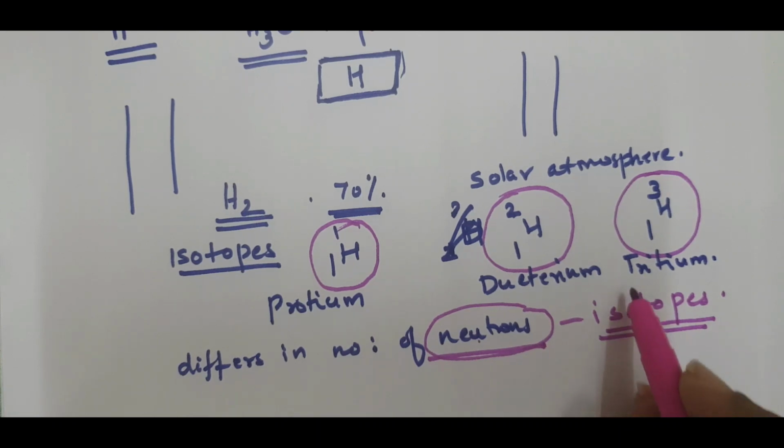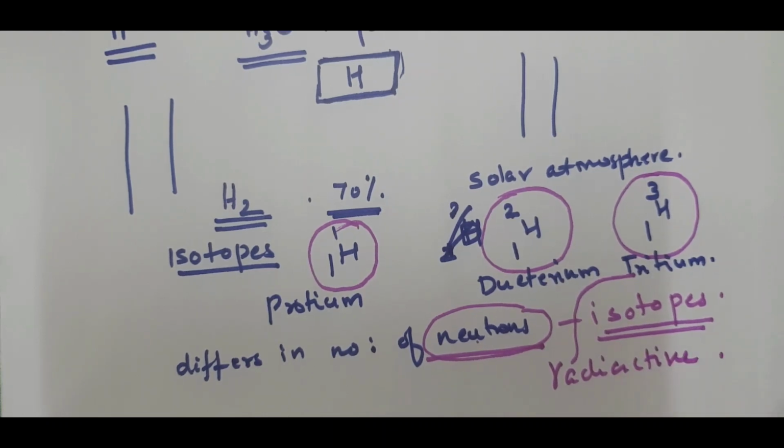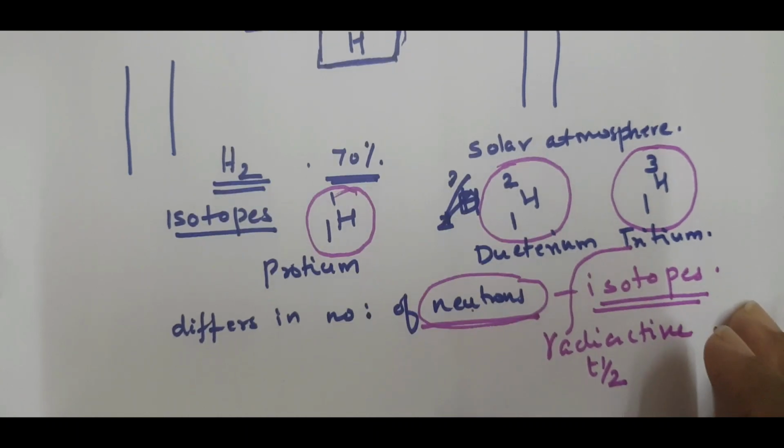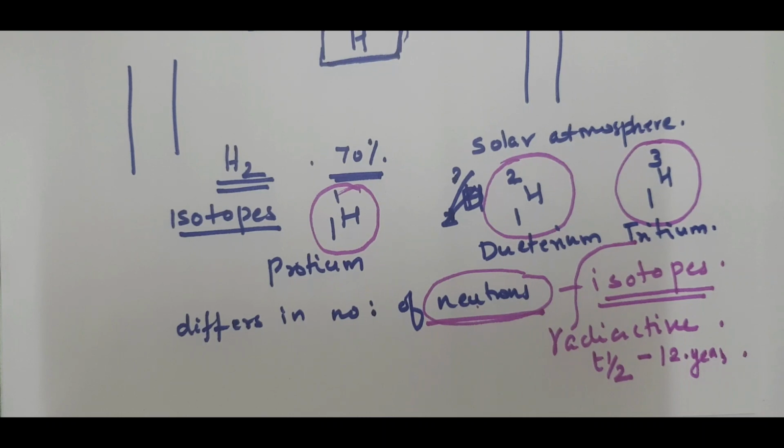Now tritium is the one which is radioactive. Tritium is an isotope of hydrogen which is radioactive, and the half-life of tritium is only 12 years. So this is about the isotopes of hydrogen. Is it clear? So now you know what hydrogen is and what the isotopes of hydrogen are.